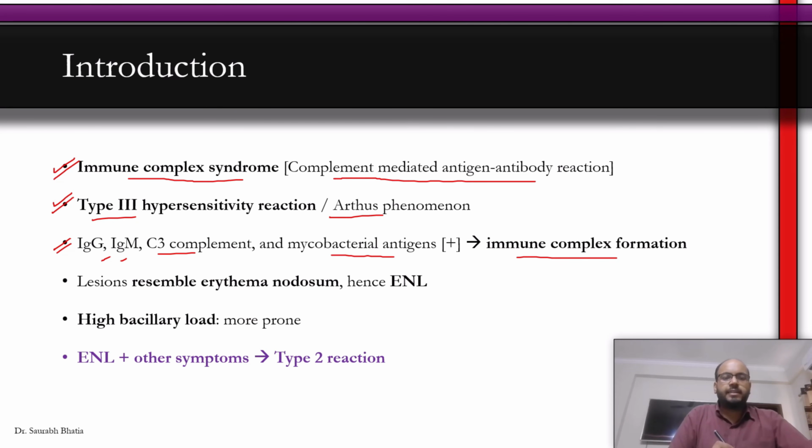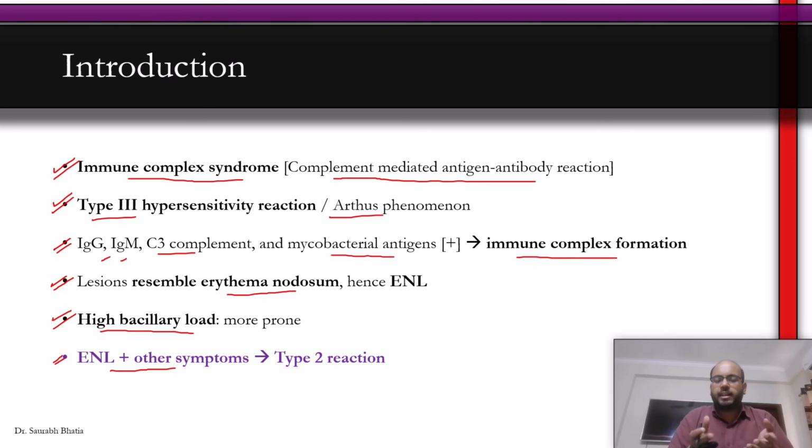The lesions that happen in the skin, the cutaneous lesions, resemble erythema nodosum. The lesions that we see in erythema nodosum have nearly similar morphology. Hence the term ENL, Erythema Nodosum Leprosum. That means the lesions occurring in leprosy that resemble erythema nodosum. Now, ENL is mostly seen in patients who have a high bacillary index. That means a high bacillary load, towards the multibacillary portion of the spectrum, where the amount of bacilli inside the body is quite large. ENL plus other symptoms like fever, myalgia, arthralgia, any kind of liver damage, kidney damage, in total constitutes type 2 reaction.